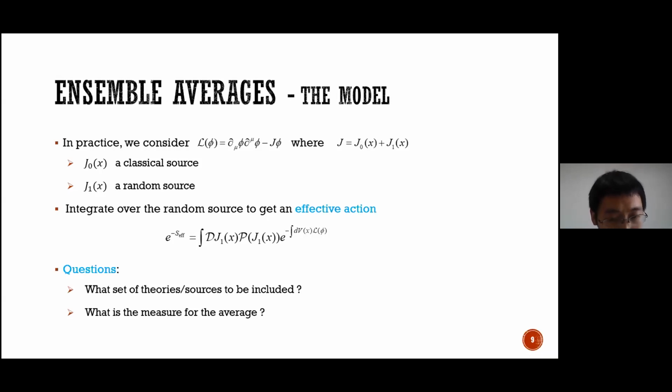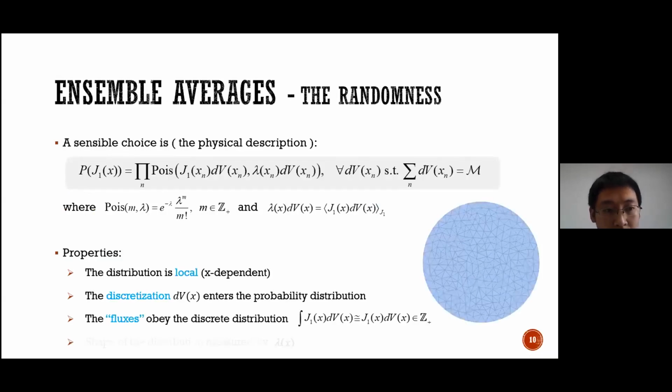So after some failures, it turns out that a sensible choice for this set of theories, and also for the probability for the integration measure, to use is the following. Suppose you define your theory on some background, perhaps R to the D, and then we can consider a discretization of the space-time M into small cells or small volume elements.